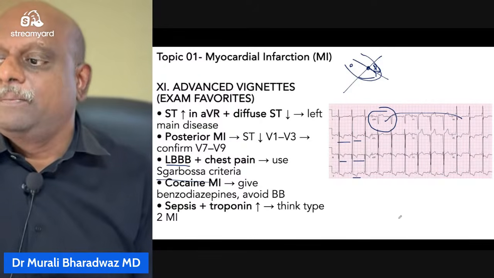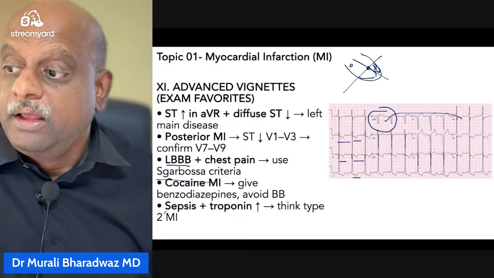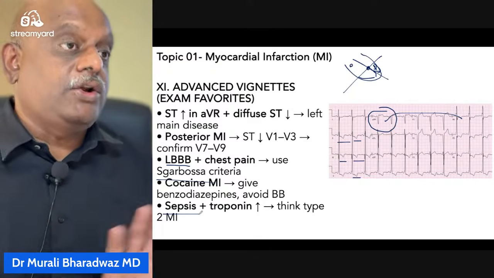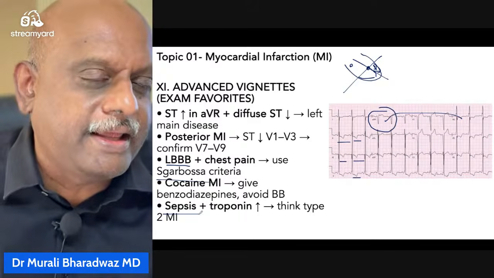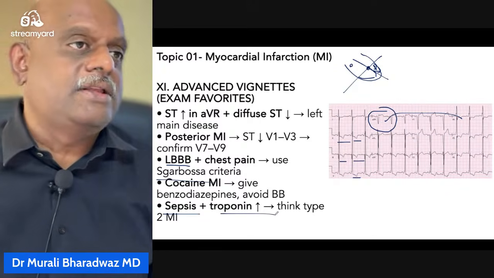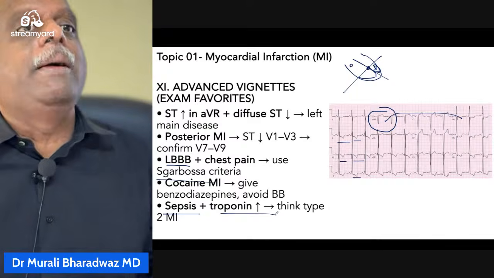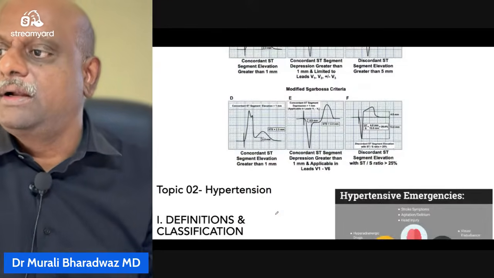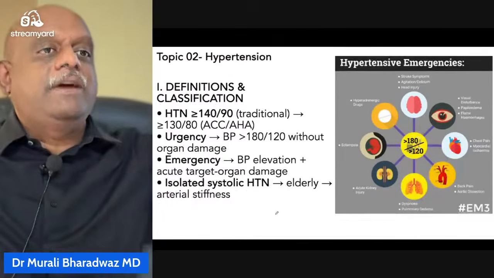Okay. Now, whenever there is sepsis, that also will compromise the myocardial flow, coronary flow. There also troponin will increase. That's called type 2 MI. It's called type 2 MI in sepsis. Clear, doctor? Now that completes our MI.